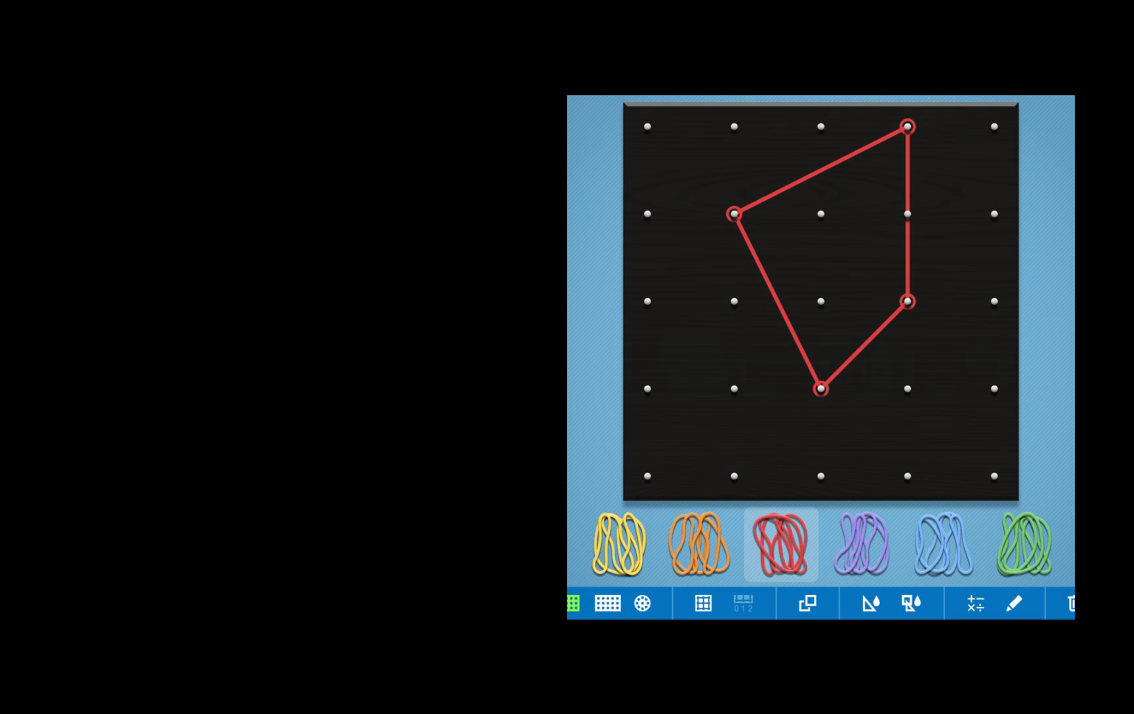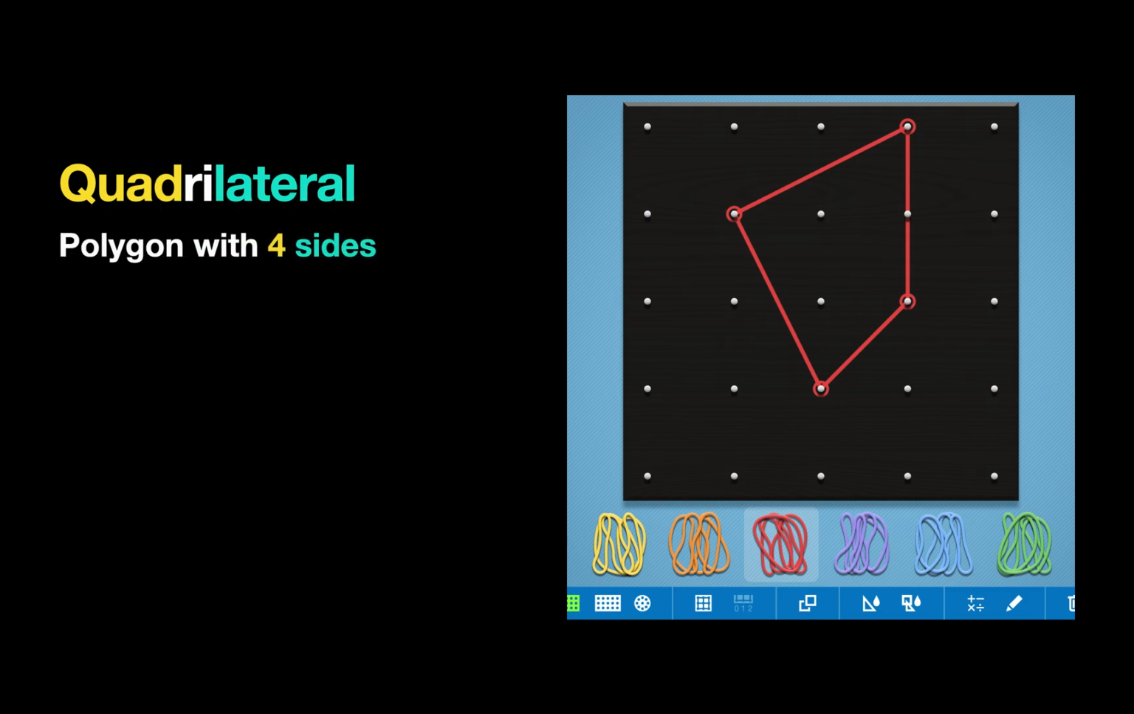So in this quadrilateral, we have a quadrilateral because quad means four and lateral means sides. So this is a polygon with four sides. Any polygon with four sides is considered a quadrilateral. Sometimes it's also called a quadrangle.